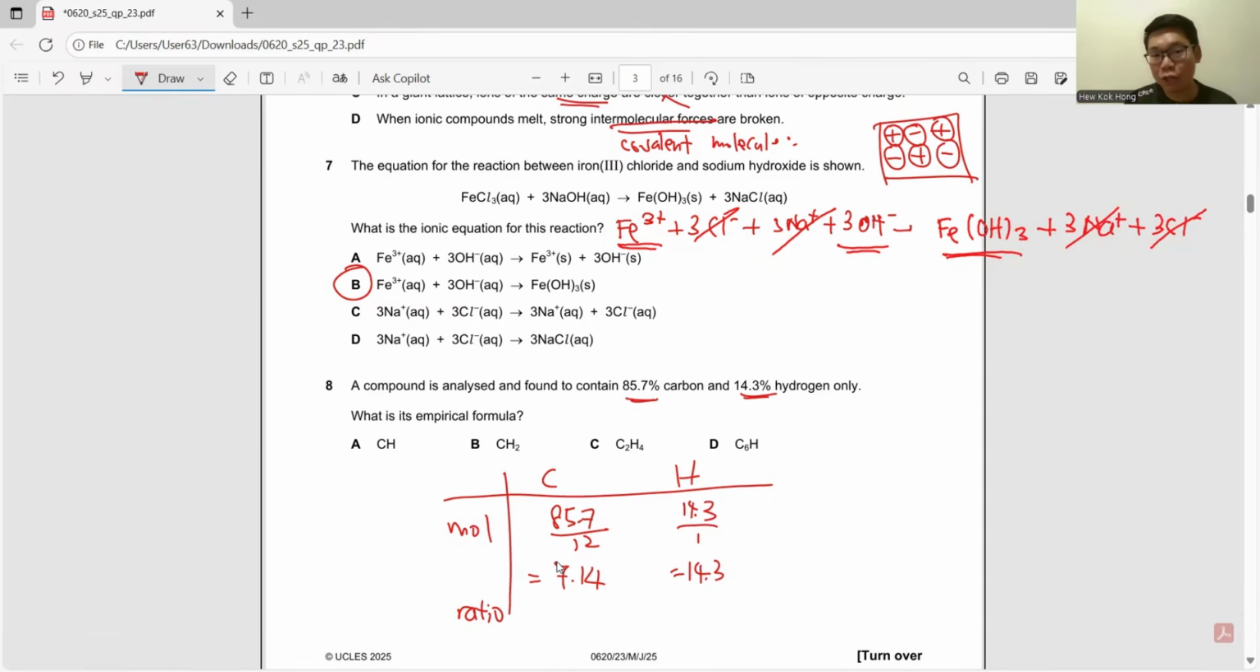Then how to get the ratio? We divide both of the moles by the lesser number of moles, which is 7.14. So the C part will get 1, the H part will get 2. So the answer is CH2.